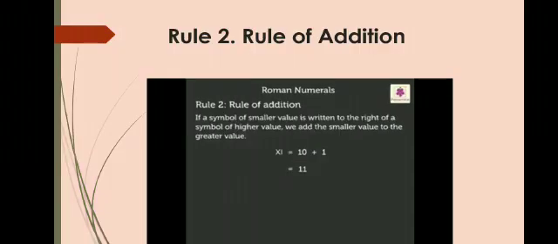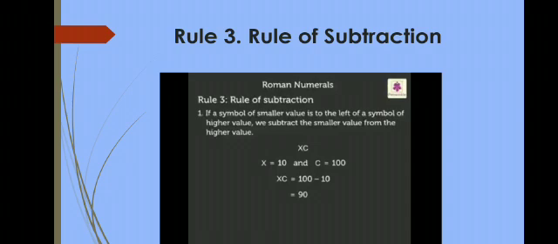Let's learn about the second rule, that is the rule of addition. If a symbol of smaller value is written to the right of a symbol of higher value, we add the smaller value to the greater value. Let's use the digits. The numeral that is given is XI. So X stands for 10 and I stands for 1. As we can see, I is on the right of the higher value symbol. So the 1 is added to 10. So what is 10 plus 1? Correct, it is 11.